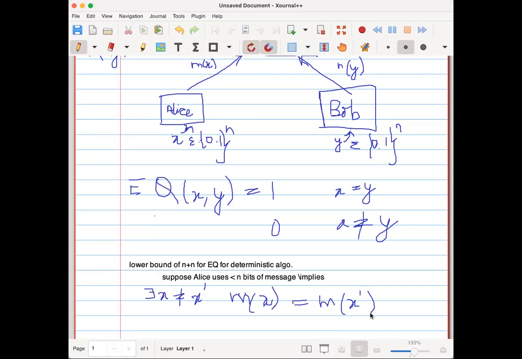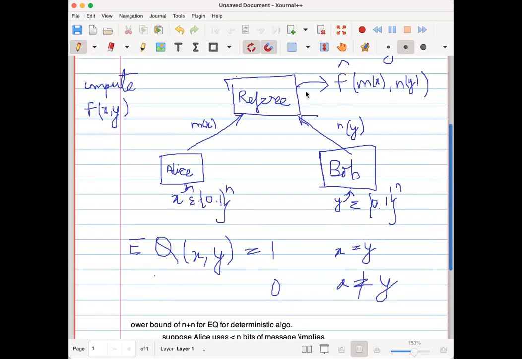So let's see what is the problem with this. Now let us see how the protocol would behave when Bob is given the input y equal to x. So what is the strategy? We want to show the lower bound, so we'll argue by contradiction. So Alice is giving the same message for x and x prime. Let us say I fix Alice's input to x, Bob's input to x. Then this referee should output 1.